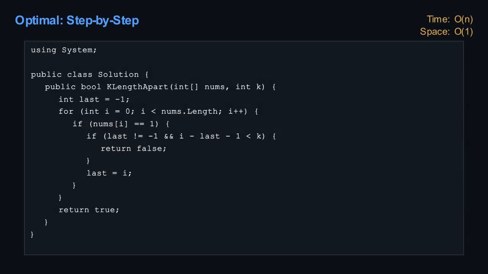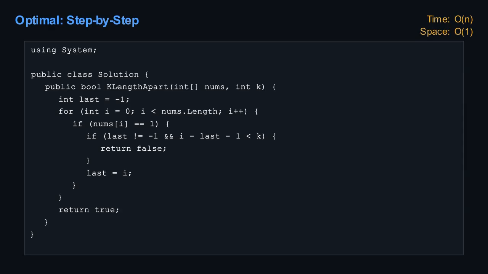Let's trace this on the example where nums is 1, 0, 0, 0, 1, 0, 0, 1, and k is 2. We start with last set to -1. At index 0, we see a 1. Since last is -1, we skip the check and update last to 0. At index 1, it's a 0, so we do nothing. Same for indices 2 and 3.